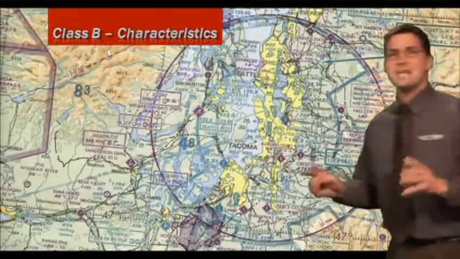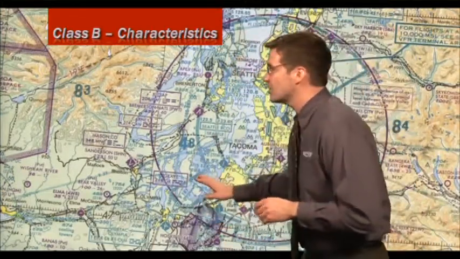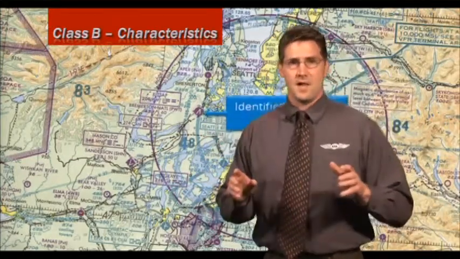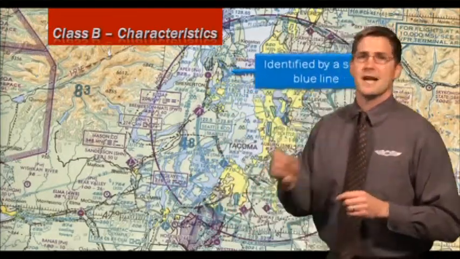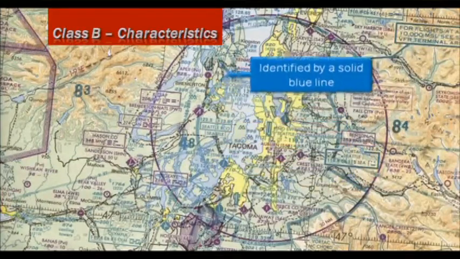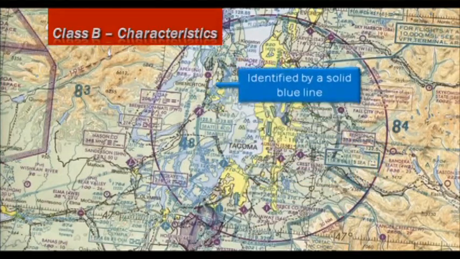Now, Class B airspace is the next category of airspace we'll look at. On a sectional chart, Class B airspace is shown by these solid blue lines. Class B airspace is designed to protect the main arrival and departure paths for airliners and to protect the airports that they serve. So the shape of Class B airspace does vary from airport to airport.